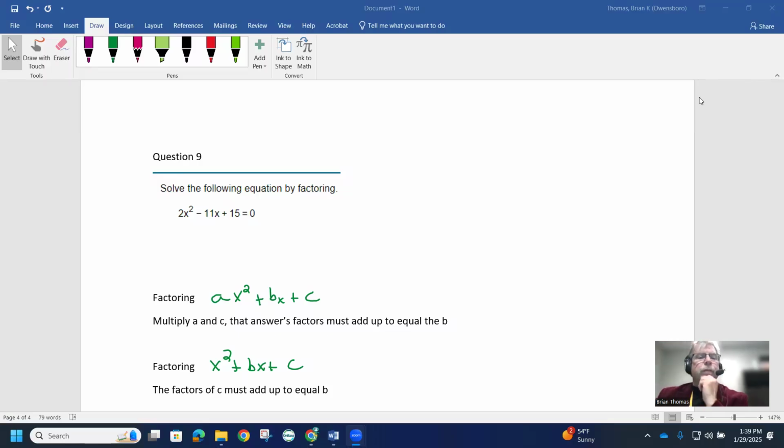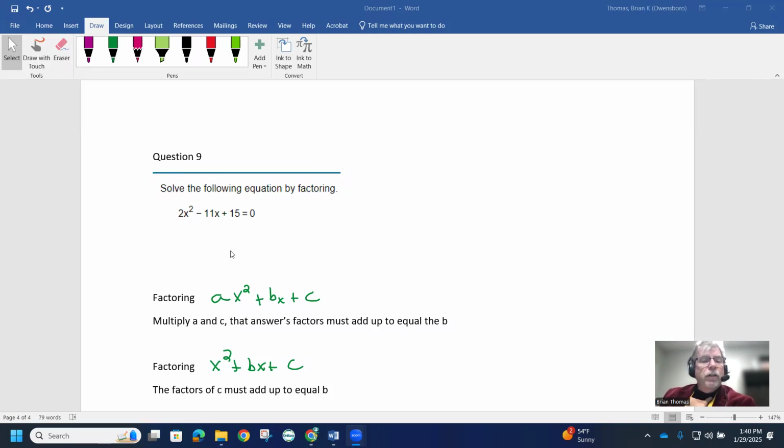So question 9, solve the following equation by factoring. So again, the right-hand side is equal to 0, so all we have to figure out is: is the left side factorable? Notice how we now have a coefficient in front of x squared, so we now have the form ax squared plus bx plus c.